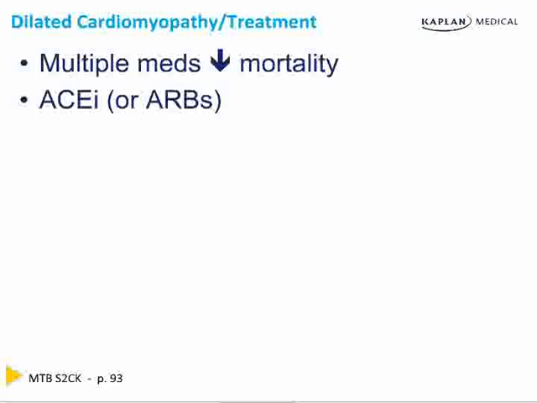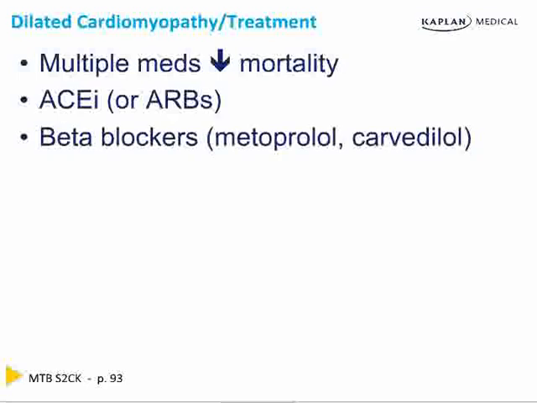Now, both of them are class effects. That means whether it's captopril, enalapril, ramipril, fosinopril, they're all okay. And in terms of ARBs, valsartan, losartan, irbesartan, candesartan, telmisartan, azilsartan, all okay. Beta blockers are different. Atenolol is not good. Metoprolol, carvedilol, and bisoprolol are the beta blockers proven to lower mortality in dilated cardiomyopathy.